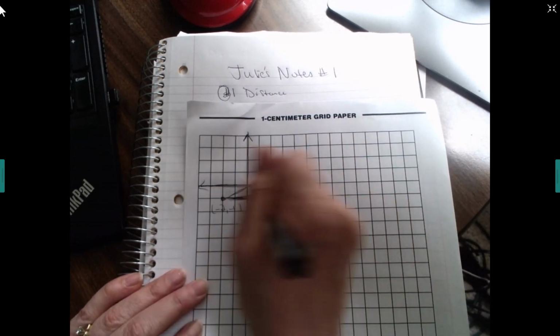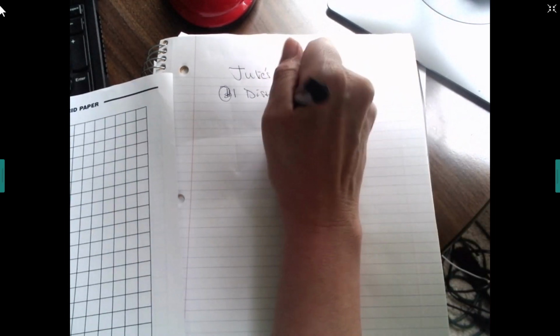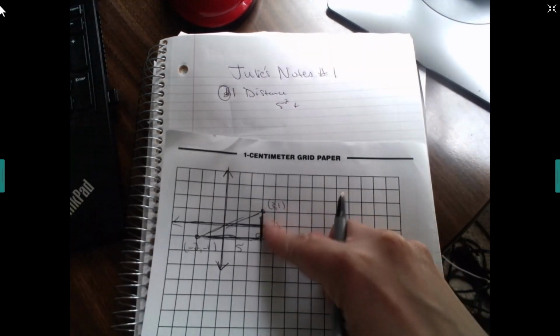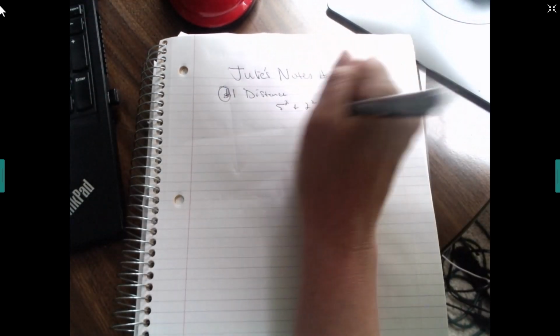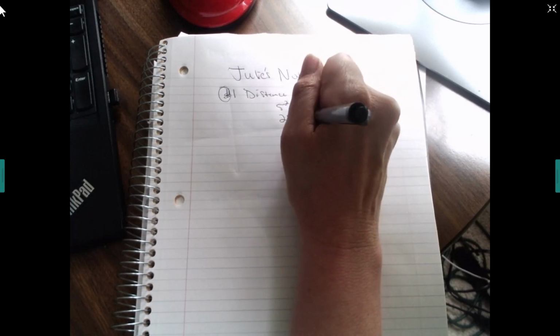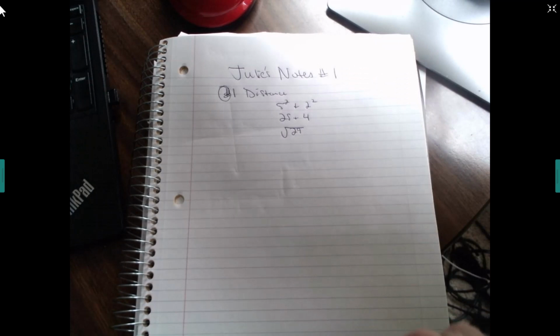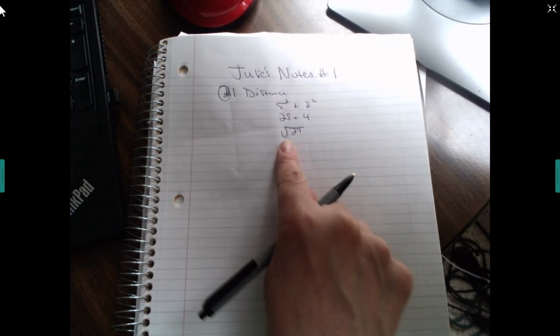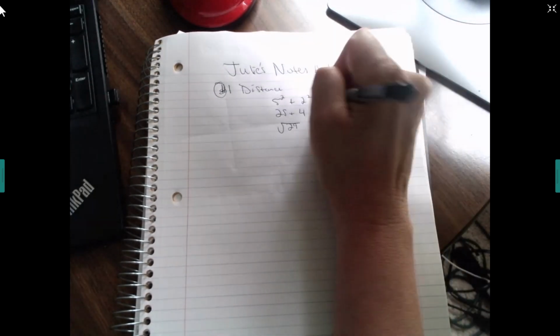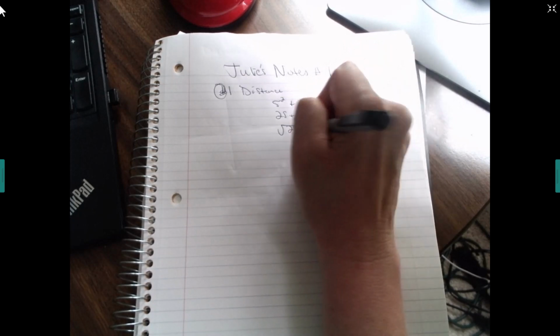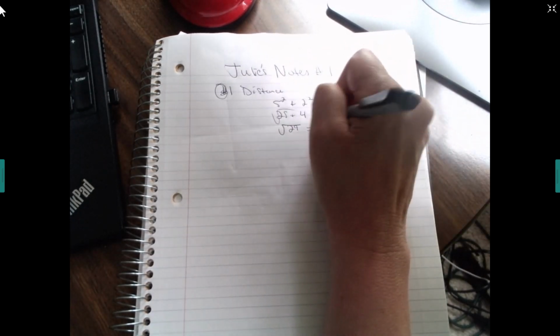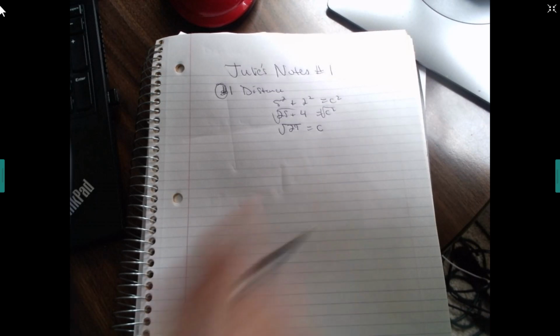So if this is 5 across, you could go, okay, 5 squared, and then 2 squared, that's 25 plus 4, hopefully, 29, and square root of 29. And again, if you wanted a decimal, you could square root that. But that would be what your c squared is. And so when you square root both sides, that would be your c.